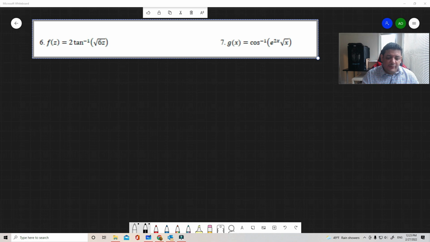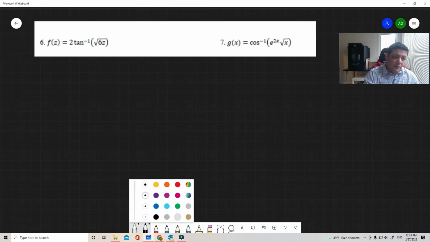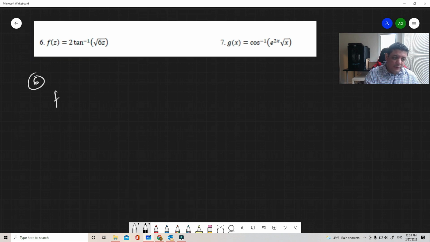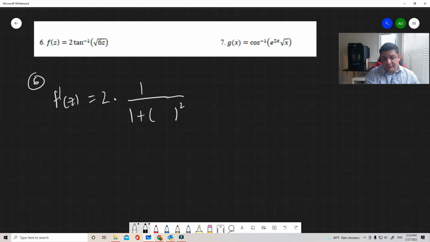Now to finalize the examples for this section, we have these two functions. So f of c is going to be 2 tangent to the minus 1 of the square root of 6c. So this is a usual chain rule. When we calculate f prime of c, this is twice, and the derivative of tangent to the minus 1 is 1 over 1 plus whatever it is, squared. And it turns out that this function here is the square root of 6c, so that's what we plug inside. And then we have to multiply by the chain rule of that.